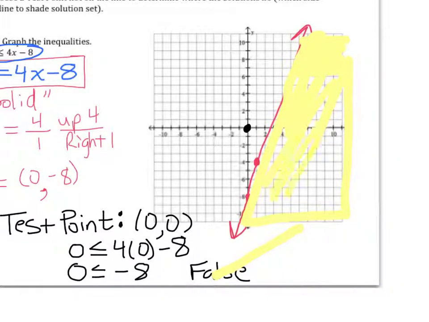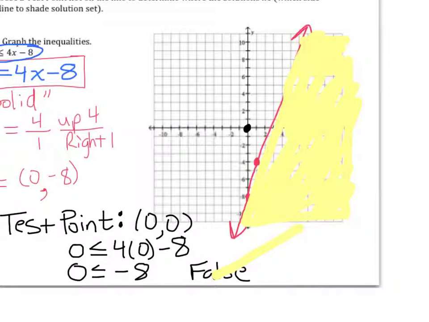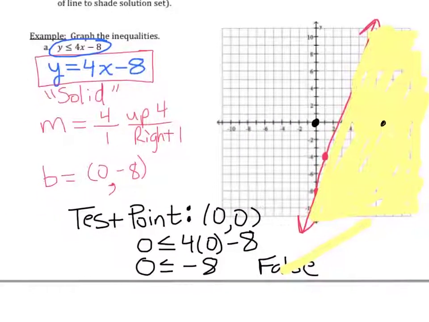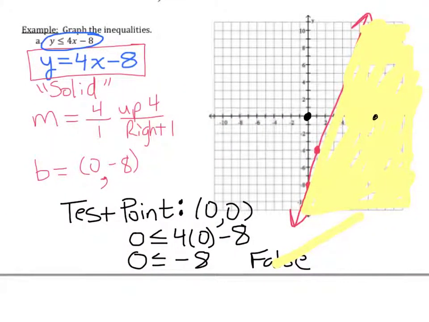And so all of these points over here, and you don't have to be perfect in shading, but all of these points on that side of my line, including the points on my line, are a part of the solution to that inequality. That means I can choose any point over here, plug it into my inequality, and I'll get a true statement. That's the whole point of shading this and solving these linear inequalities in two variables.